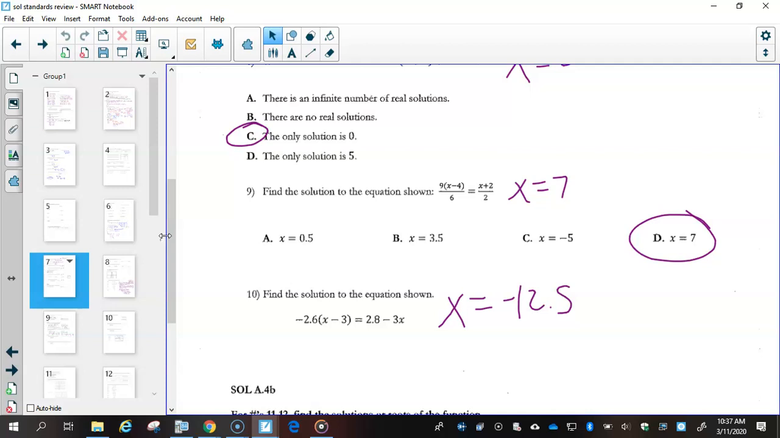Before we keep going, do we need to see any of these worked out in Desmos? Can you do number 9? Number 9, yes, I can.